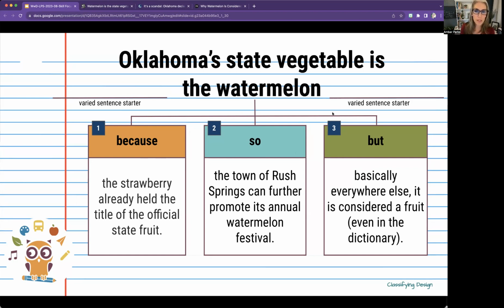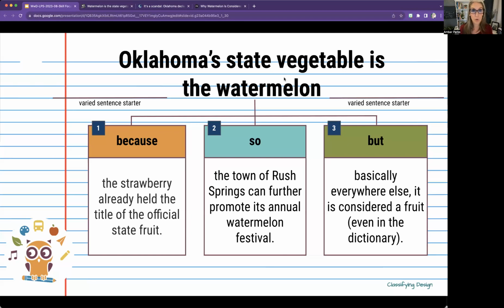But what you do hear over and over is that I repeated that sentence stem, right? I said, Oklahoma State vegetable is the watermelon because, Oklahoma State vegetable is the watermelon so, Oklahoma State vegetable is the watermelon but. So all 3 times I started with the same sentence stem.